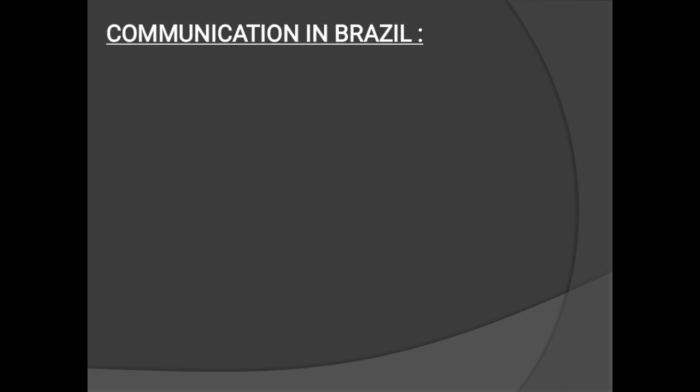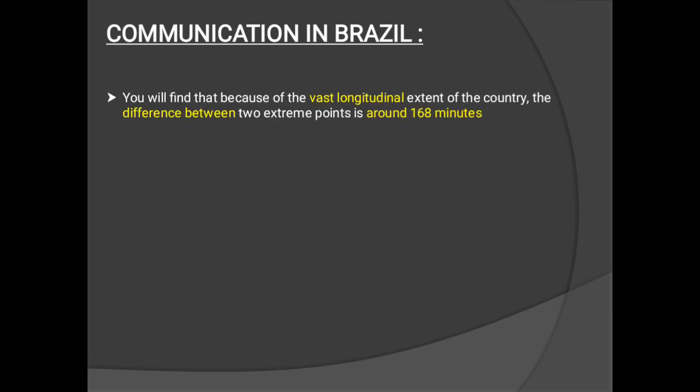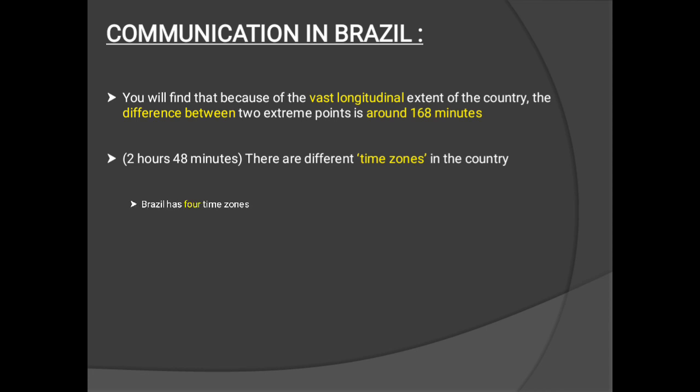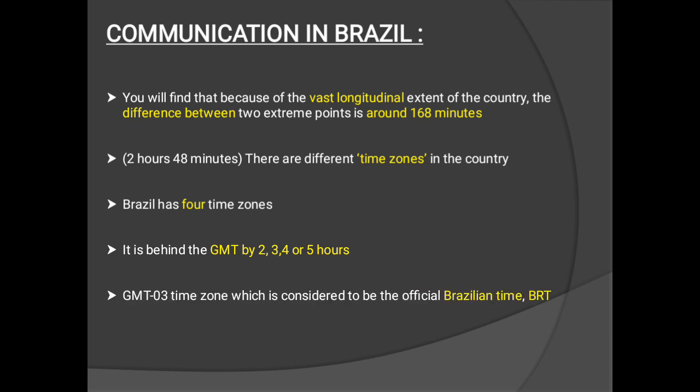Now we will study about the communication in Brazil. You will find that because of the vast longitudinal extent of the country, the difference between two extreme points is around 168 minutes, 2 hours 48 minutes. There are different time zones in the country. Brazil has 4 time zones. It is behind the GMT by 2, 3, 4 or 5 hours. GMT 03 time zone, which is considered to be the official Brazilian time, that is BRT. It is 3 hours behind GMT.